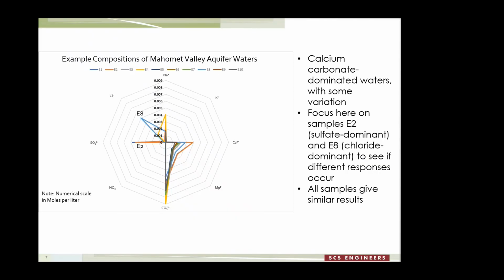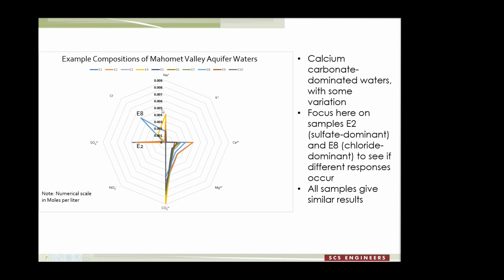Okay, so before diving into the results, I wanted to show some examples of the compositions of the Mahomet Aquifer waters. On the left is a radar chart, which is numerically scaled in moles per liter. Overall, you can see that these are calcium and carbonate dominated waters. There's a bit of a magnesium dominated component as well, and there's some variation to this.